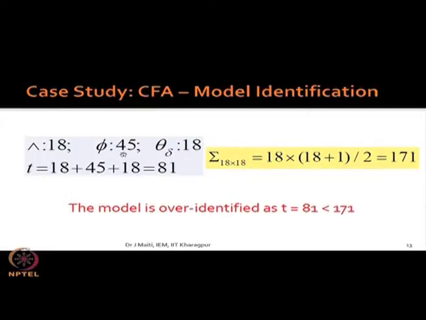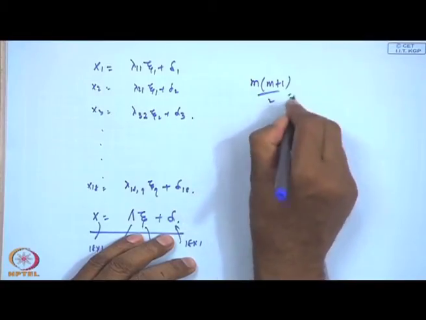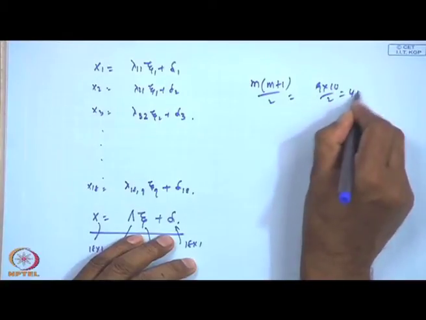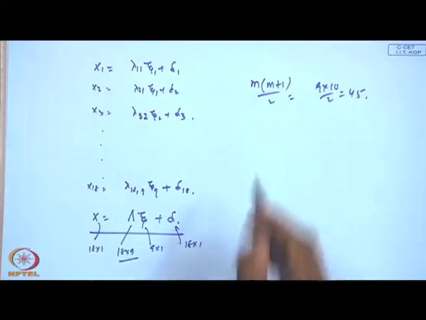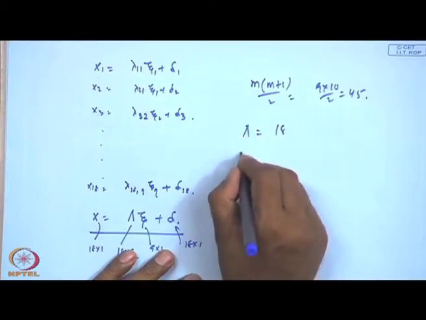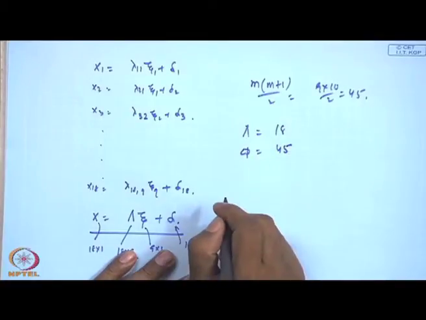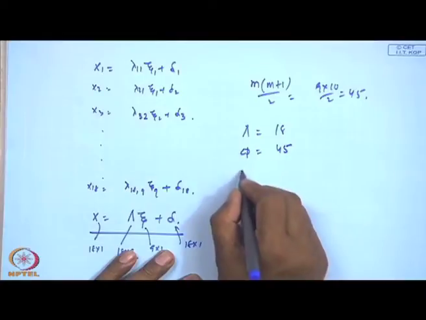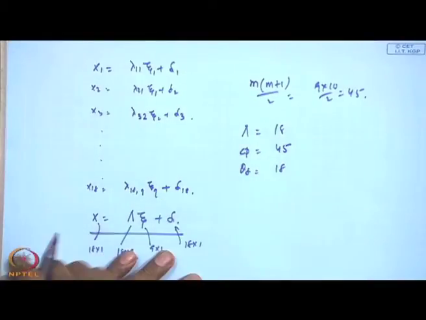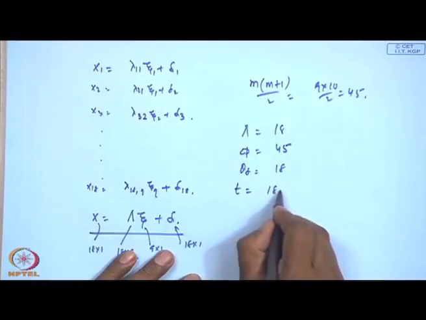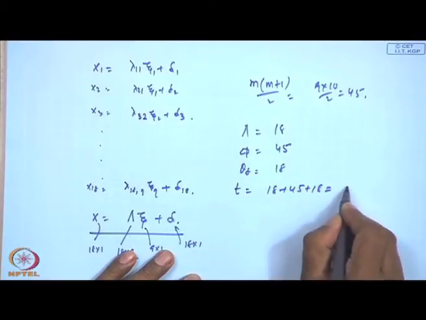Phi, there are how many x? 18 x. So, how many xi? 9 xi's. So, m into m plus 1 by 2, that is 9 into 10 by 2, that will be 45. So, you have lambda, that is your 18, then your phi related parameters will be 45, theta delta again 18, delta 1 to delta 18. So, our t is 18 plus 45 plus 18, that is 81.